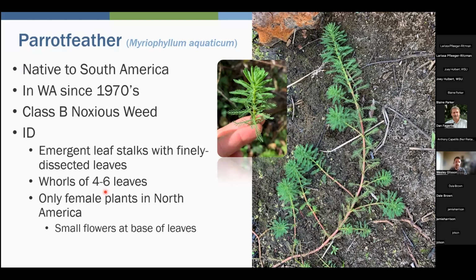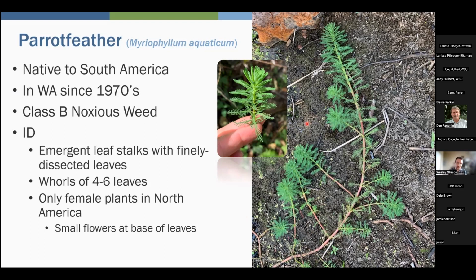In terms of ID, a couple of things are going to really distinguish this plant. It's going to have this emergent leaf stalk with these finely dissected leaves. So it looks like this. You're typically going to see it growing along shorelines and kind of creeping into the water as it goes. It has these stems that kind of creep through the water. This plant was brought up on shore, so I have some pictures in the next slide here that show how it grows in the water.